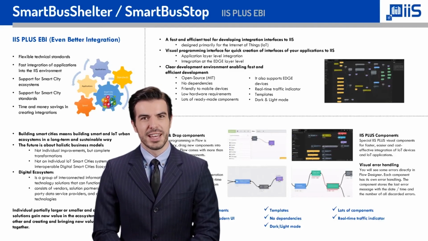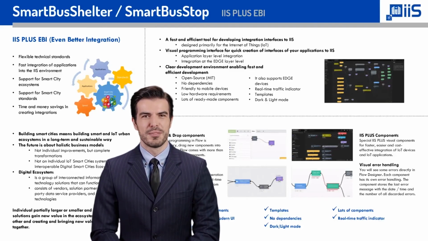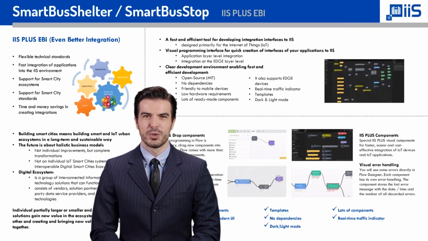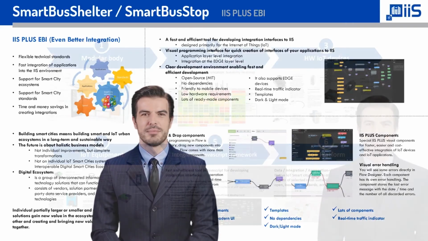We use IA plus EBI, a fast and efficient tool for developing integration interfaces of the smart bus shelter, designed primarily for the Internet of Things, IoT. It offers a visual programming interface for quick creation of interfaces of your applications to IoT. Application layer level integration. Integration at the edge layer level.